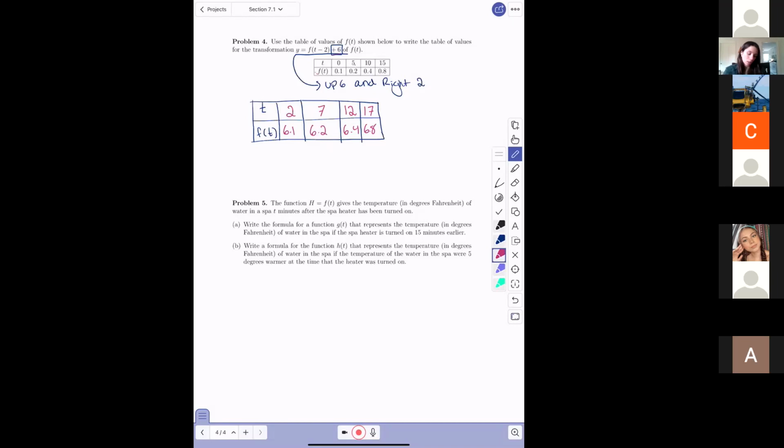Okay, then our last problem, an application, a word problem. The function h equals f of t gives the temperature in degrees Fahrenheit of water in a spa t minutes after the spa heater has been turned on.